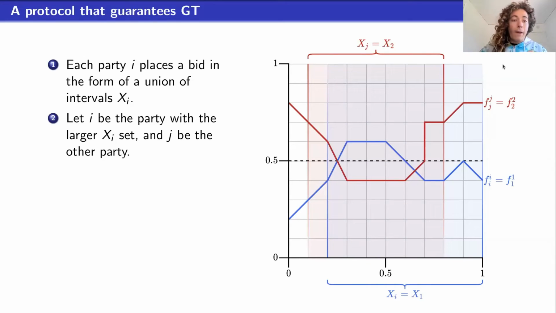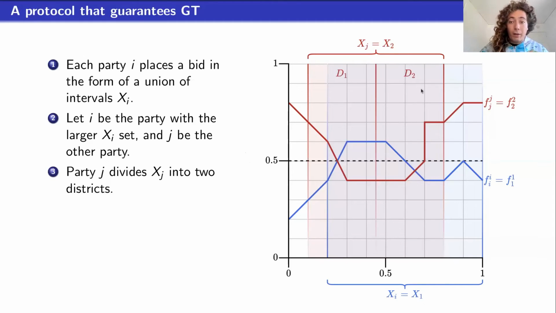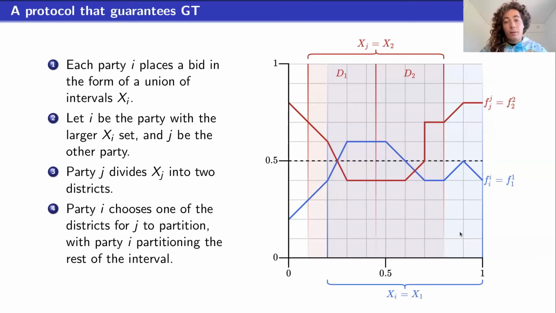And then this is the X set for the red party. Then we let i be the party with the larger one and let j be the other party. So whoever has the smaller X set is going to be the divider, and whoever has the larger one is going to be the chooser. So X_j, the one with the smaller X set, in this case the red party, party j divides X_j into 2 districts. Then party i chooses one of the districts for j to partition, with party i partitioning the entire rest of the interval.